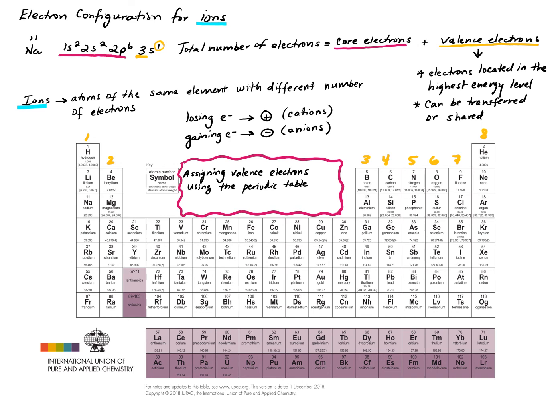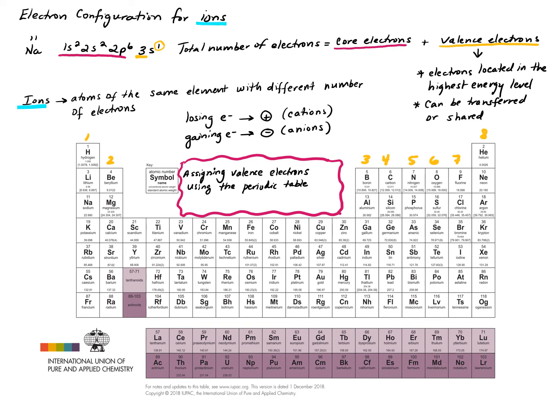Before starting talking about electronic configuration for ions, let's review what ions are. Ions are atoms of the same element with a different number of electrons. When you have your elements as they are in the periodic table, they are neutral. Neutral elements have the same number of protons and the same number of electrons.